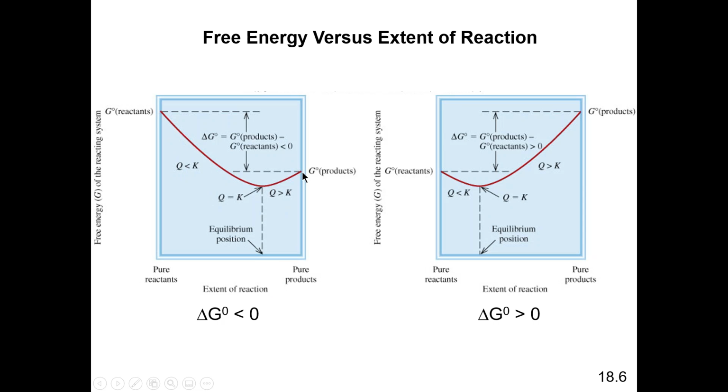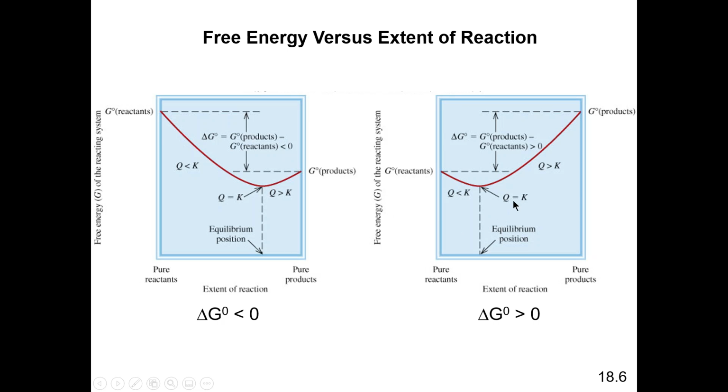Or if you start from here, pure products, as the reaction goes to equilibrium, because Q is greater than K, what you'll find is that delta G or G would decrease until you get to this point right here. Now, the actual delta G value is the difference between the G of the products minus the G of the reactants. So in this case, delta G is negative, which means that the reaction is spontaneous.